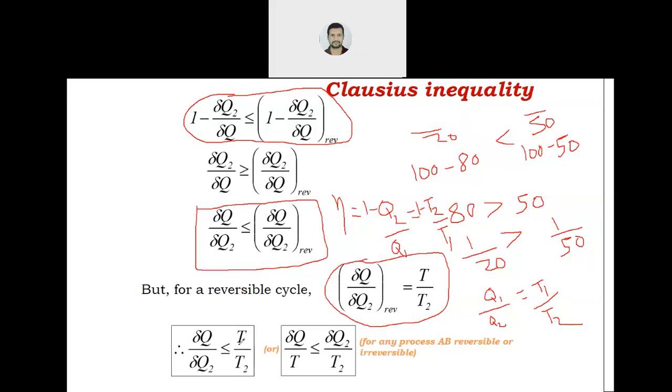And just cross multiply or transfer, you will get dq1 by T1 for the general case is less than or equal to dq2 by T2. Okay, so this is one of the important conclusions. So note this down. I hope this derivation is clear. This is nothing but the Clausius inequality principle.